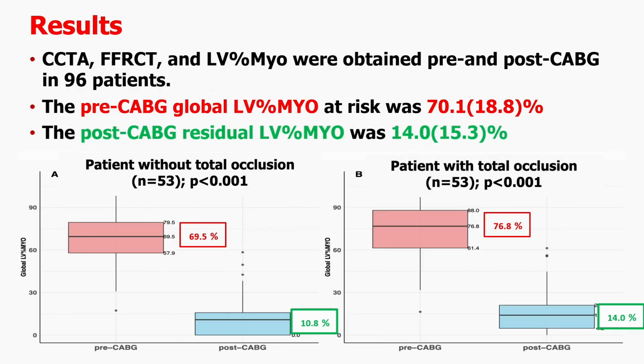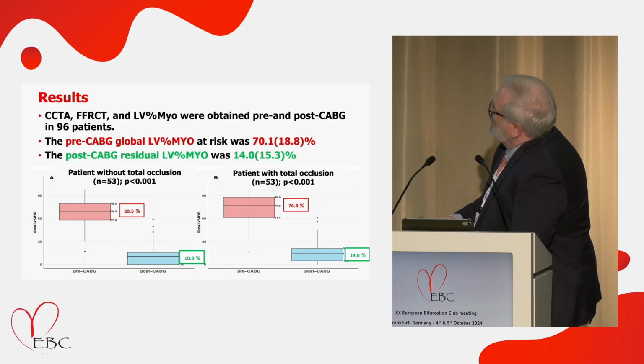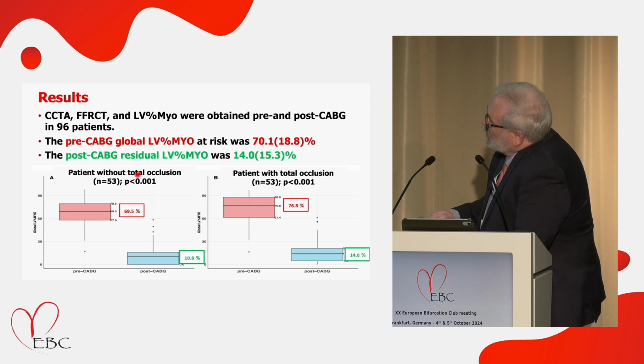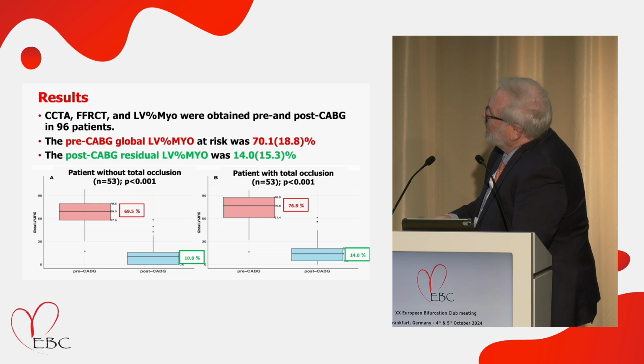This is the result. The pre-CABG total LV% myo at risk was 70.1%, standard deviation 18.8. The post-CABG residual LV myo at risk was 14%, standard deviation 15.3. You can see the difference between patients having at least one total occlusion versus patients who have no total occlusion in their multivessel disease, with or without main stem.